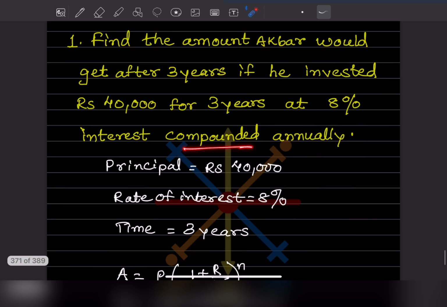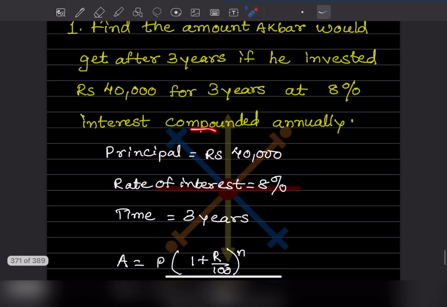So it's given here compounded annually. Now we'll write the given things first. The principal is given as 40,000. The rate of interest is 8%, and the time, the number of years, that is n, is 3 years.